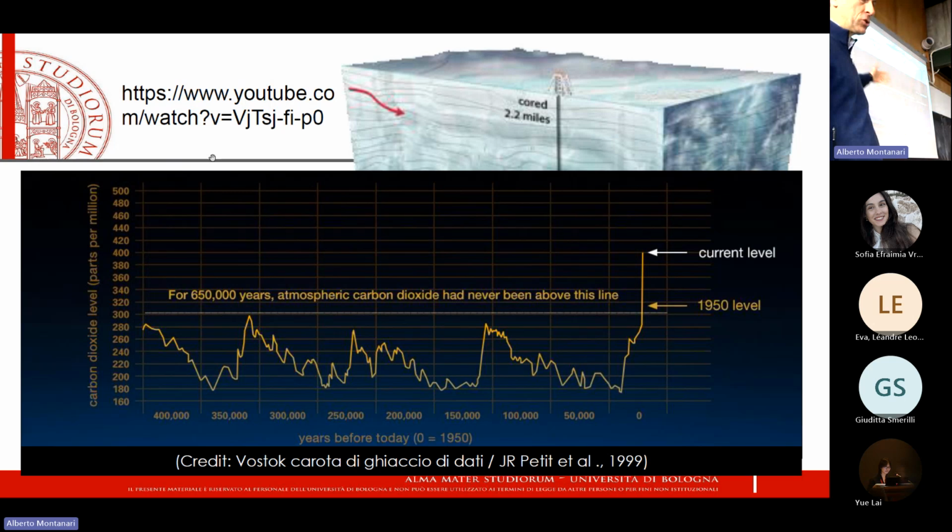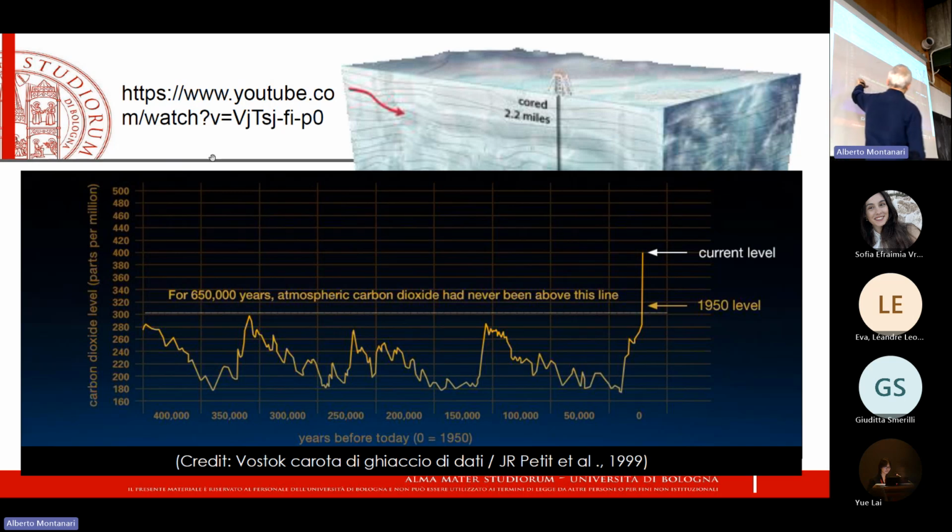So we can get a picture like this. This is a reconstruction derived from ice cores of CO2 concentration for the past. Here in the picture you see years before today, so 400,000 years ago. But actually, we have some reconstructions from ice core that go back up to about 800,000.